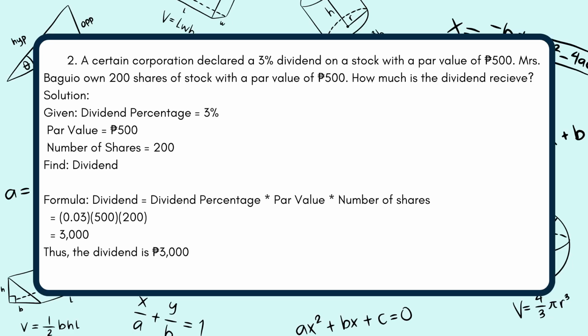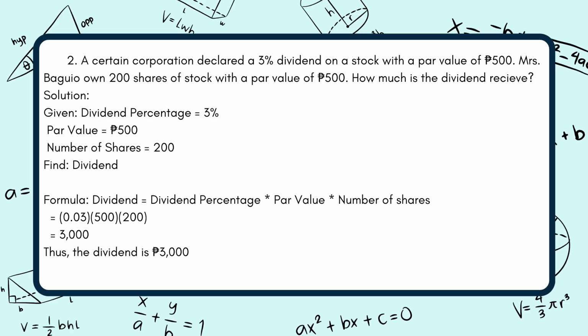Solution: dividend percentage is equal to 3%. Par value is equal to 500 pesos. The number of shares is equal to 200. In order to find the dividend, we must multiply the dividend percentage, the par value, and the number of shares. So 0.03 times 500 times 200 is equal to 3,000. Thus, the dividend is equal to 3,000 pesos.